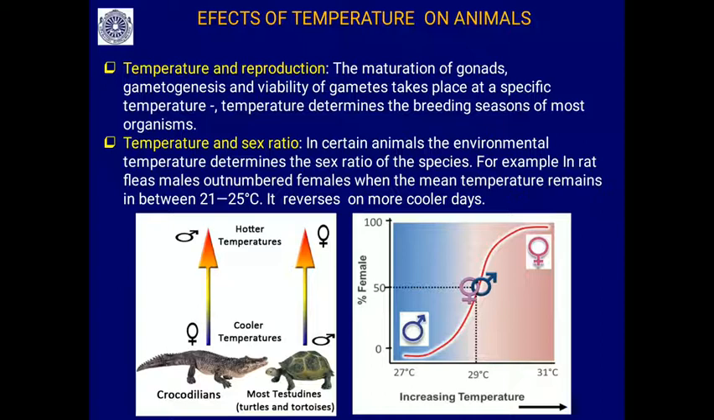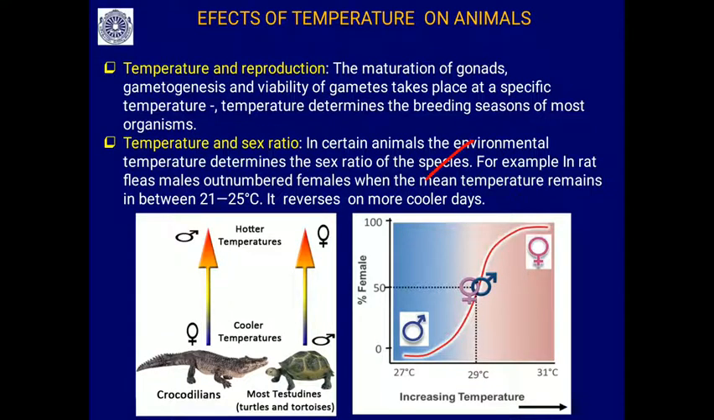So how is temperature affecting reproduction? The maturation of gonads, gametogenesis, and viability of the gametes all depend on specific temperature. Temperature determines the breeding season of most organisms. Temperature also affects the sex ratio. In certain animals, the environmental temperature determines the sex ratio of the species.